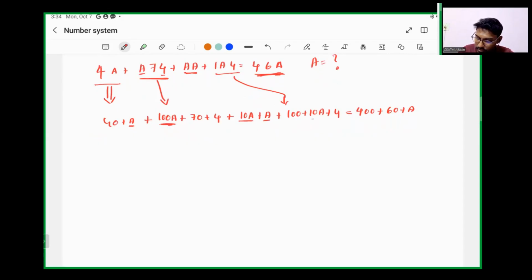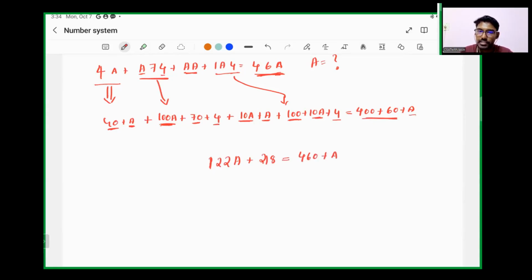Then you have, okay, 1 second. So you have 101A, then 111A, 112A, 122A, right? So you get 122A. So first add all the A's. So you are having 122A here. Now add other numbers. 40 plus 70, 110. 110 plus 100, 210. 210 plus 4, 214 plus 4, 218. So 218 will come. This is equal to 400 plus 60 is 460 plus 8.